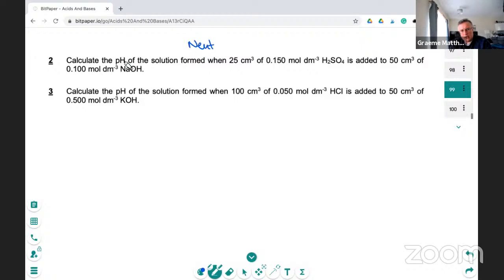All right, we'll do question 2, and next time we'll do question 3, right? So here's my, these are pH of solutions of, well, basically a mixture of an acid and a base.